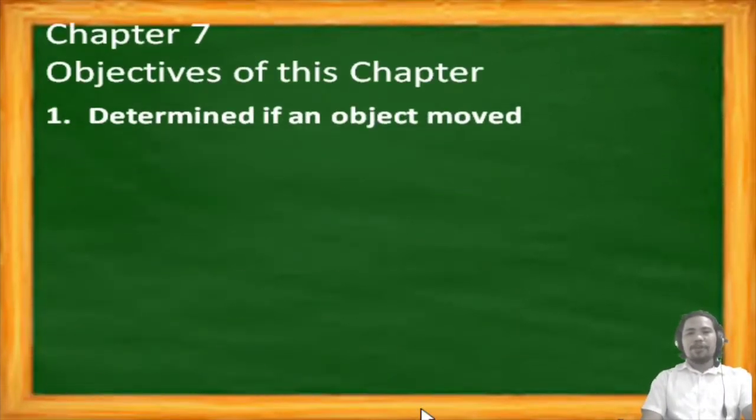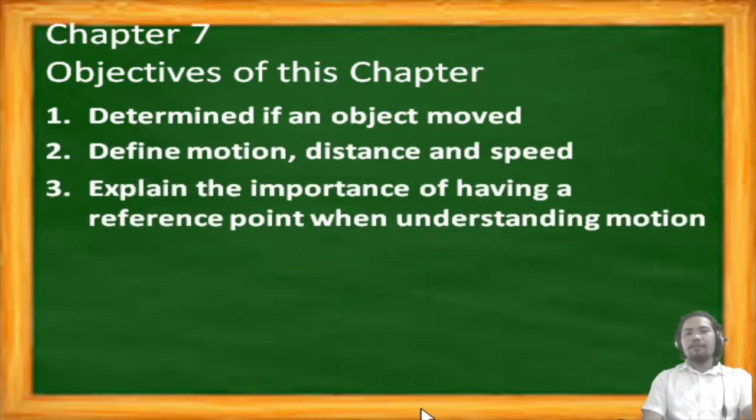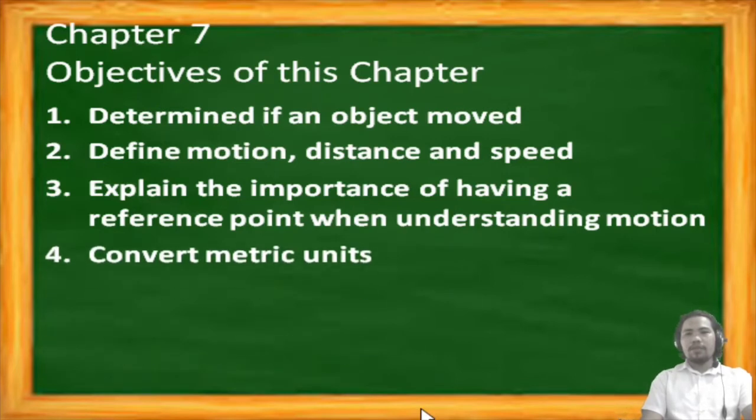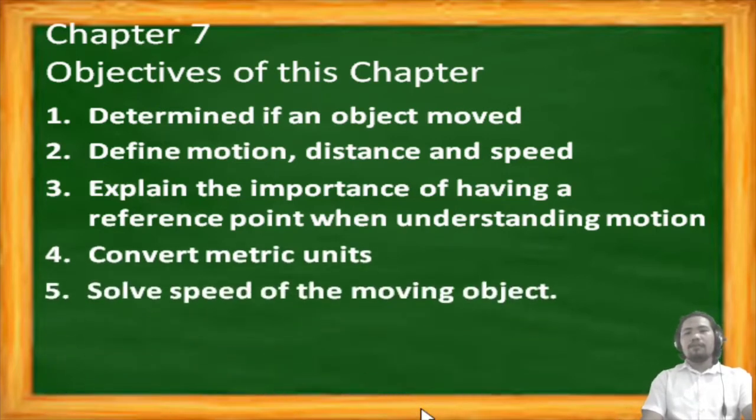In this chapter, we will determine if an object moves. We will define motion, distance, and speed. We will explain the importance of having a reference point when understanding motion. We will convert basic metric units, and we will also solve the speed of the moving object.